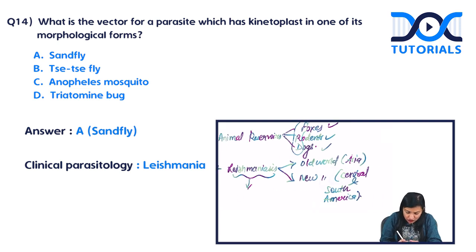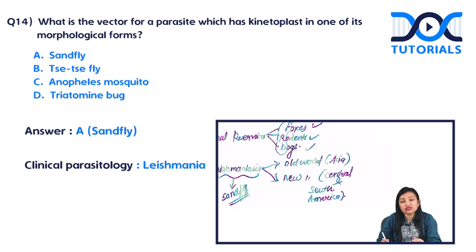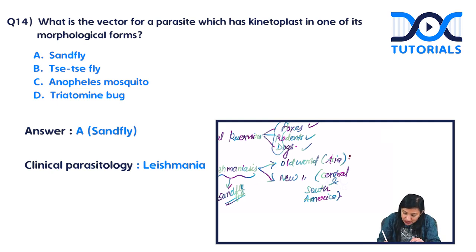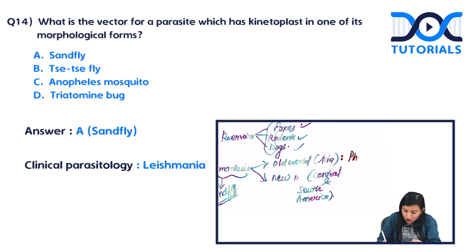Vector for all kinds of leishmaniasis is sandfly. Sandfly only. And as far as the genera are concerned, do remember the two names: Phlebotomus argentipes for visceral leishmaniasis and Phlebotomus sergenti for cutaneous leishmaniasis. Generically also you should know, in case of old world, the genus of sandfly which is prevalent is Phlebotomus, and in new world it is Lutzomyia.